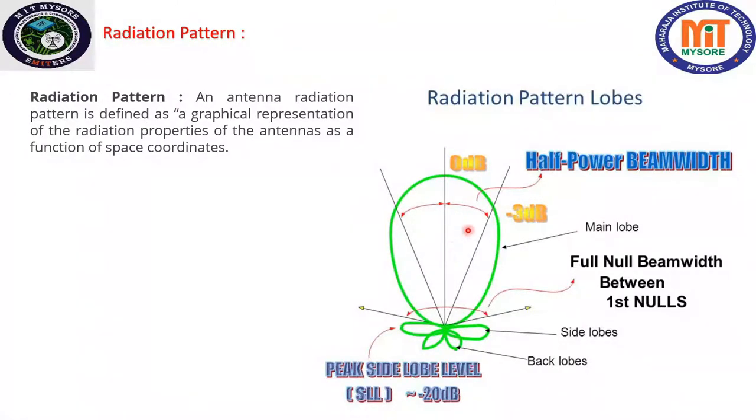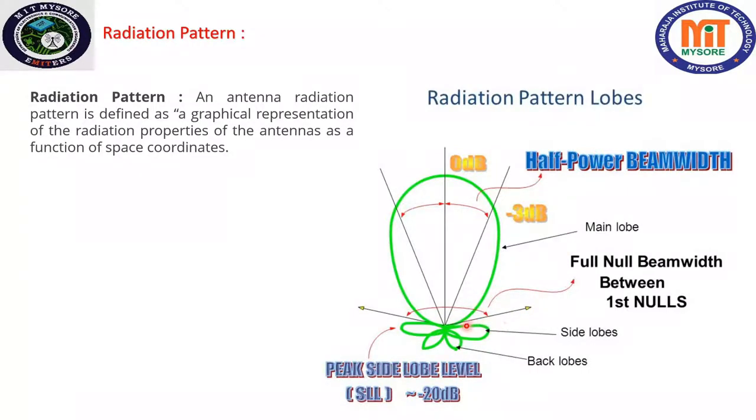So, this figure shows the radiation pattern of an antenna. As has already been explained, it is the graphical representation of the radiated power or received power. So, the main direction, or the direction in which maximum power is transmitted or received, will constitute an area called the main lobe. So, with this angle, the power is being radiated or received, and which is maximum in this direction. Okay, and it is known as the main lobe.